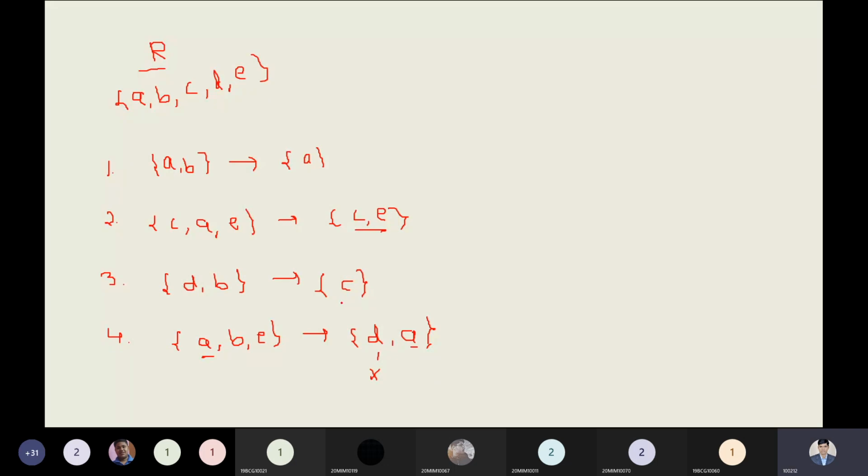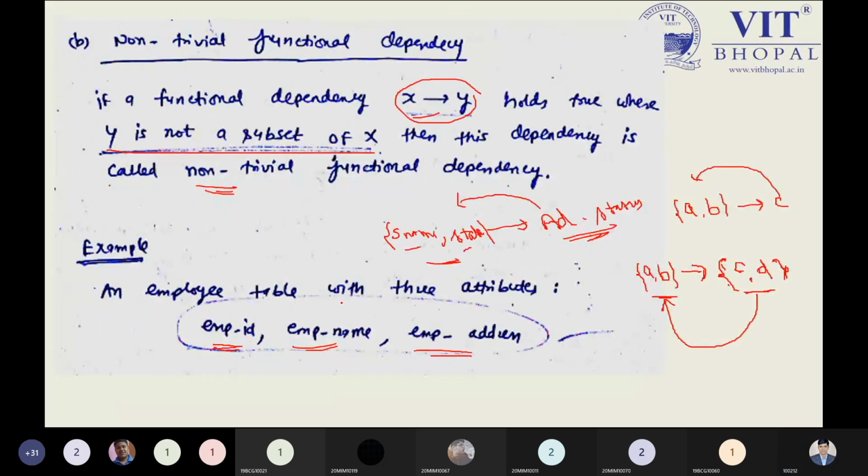Now I'm moving to the definition part. X and Y are the two attributes, and X can be a set of attributes and Y can also be a set of attributes. So do not think that X and Y are single attributes; each can be a set of attributes. And if it holds true where Y is not a subset of X, then, whether single attribute or set of attributes on the right or left side, keep in mind that the attributes we choose on the right side should be part of the left side set of attributes.